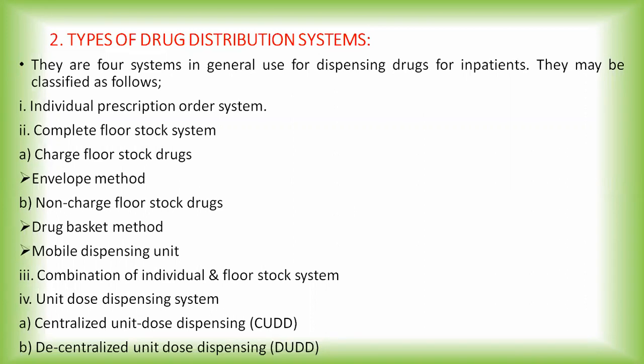Fourth is the unit dose dispensing system. When we say unit dose dispensing system, it mainly means that the drugs are given depending upon the individualization of the patient. We will discuss it in detail. And the unit dose dispensing system is mainly of two types: centralized unit dose dispensing and decentralized unit dose dispensing.